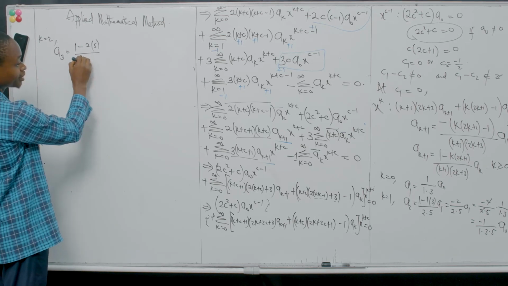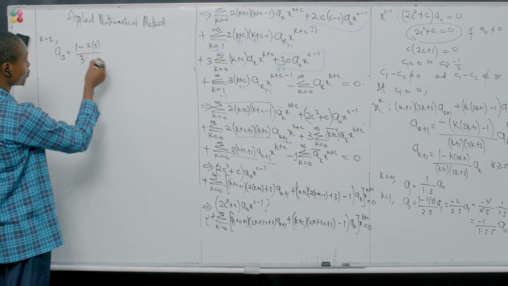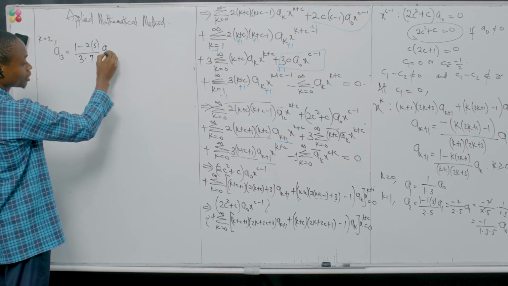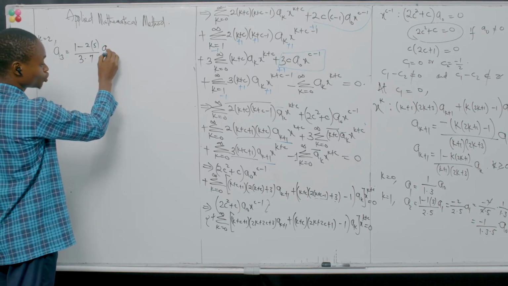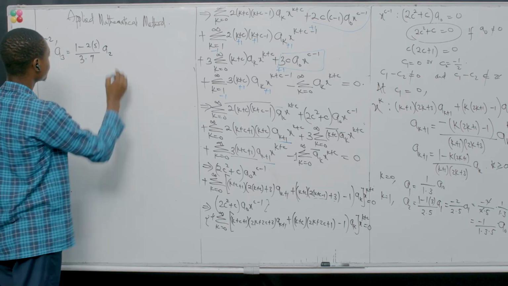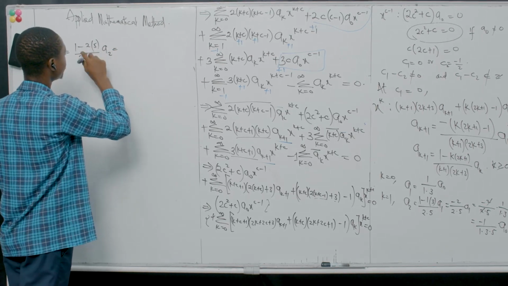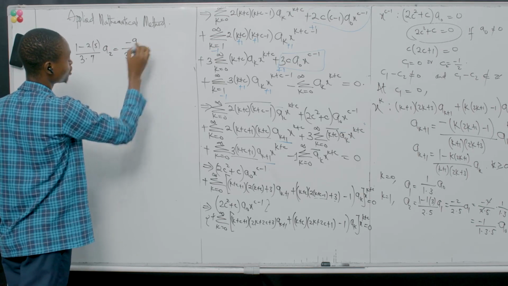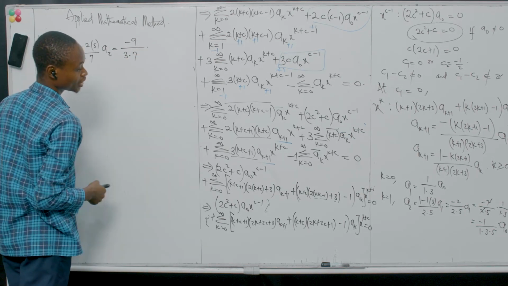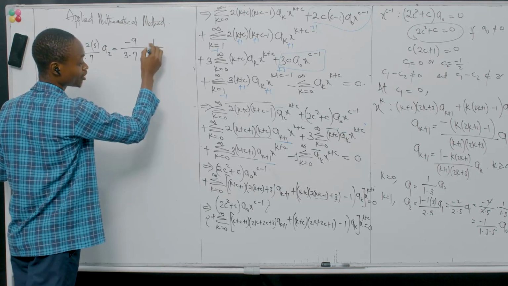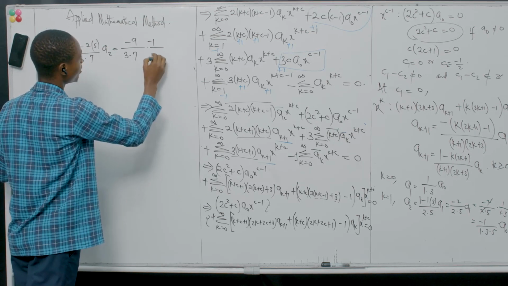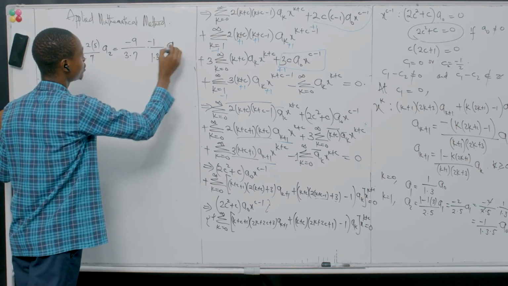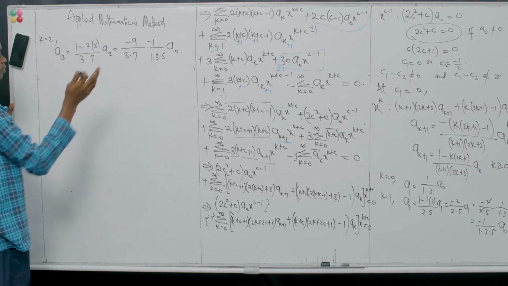Divided by 3 times 7, right? This is A2. And in this case, you now have 1 minus 10, that's minus 9, divided by 3 times 7, multiplied by A2, which is obviously minus 1, sorry, by 135 A naught. So now we want to create a pattern.